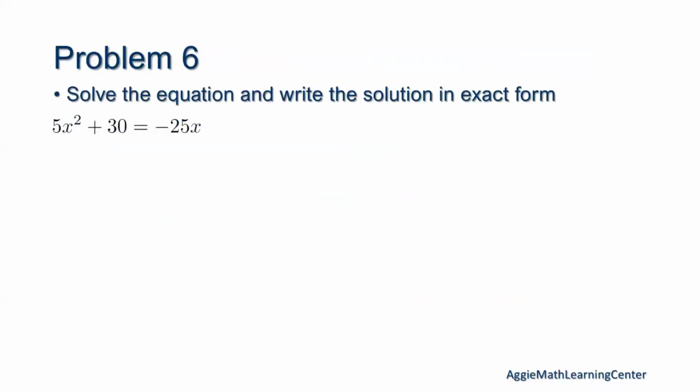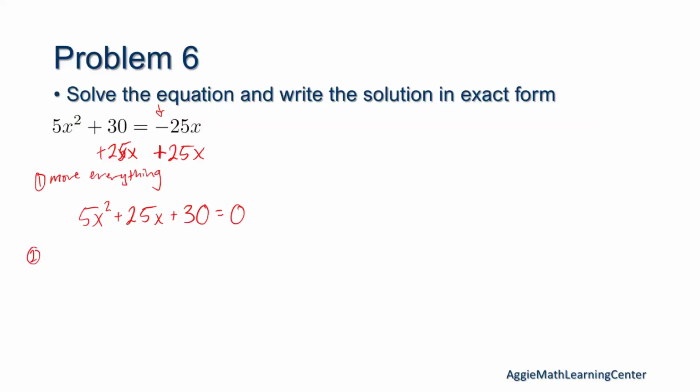Okay, we're going to solve the equation and write the solution in exact form. So we're going to use that zero factor property. So we want to move everything to one side. I'm going to move this one over to the other side because that's only one thing I have to move versus moving 2 things. So I'll do the inverse of negative 25x. So I'll add 25x to both sides. So that's 5x squared plus 25x plus 30 equals 0. So that was my step 1. Move everything.